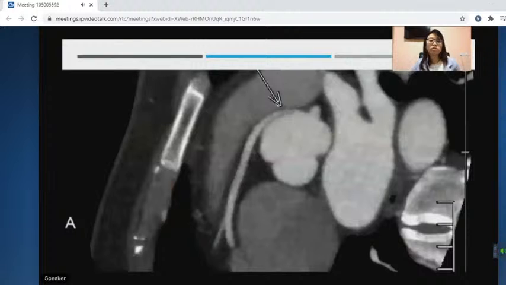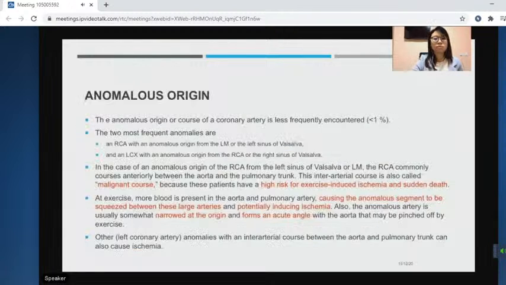So this is a MIP image that we did. And you can see that this right RCA ostium is compressed by the pulmonary trunk and also the ascending aorta. We define this as an anomalous origin. It can be in RCA or LCX.